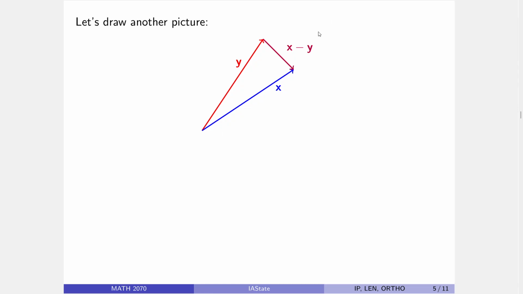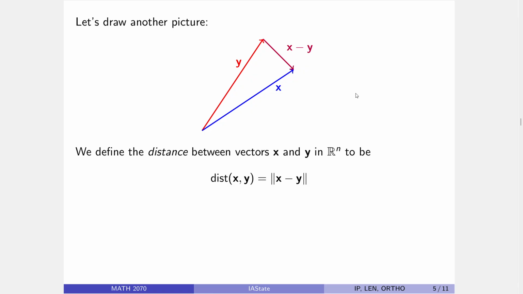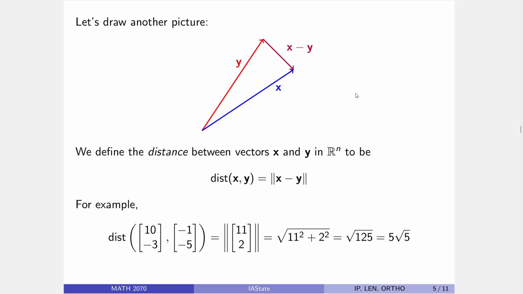The other diagonal being their sum. And hey, the length of this measures the distance between my two vectors. So for any two vectors in Rn, we'll define the distance between them to be the length of x minus y. So for example, the distance between (10, -3) and (-1, -5) is the length of the vector (11, 2), and then you can compute that and get 5 root 5.